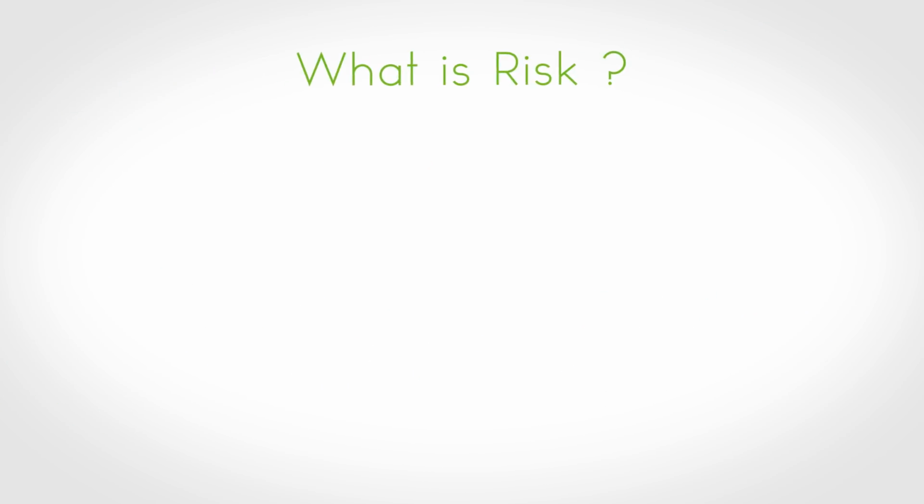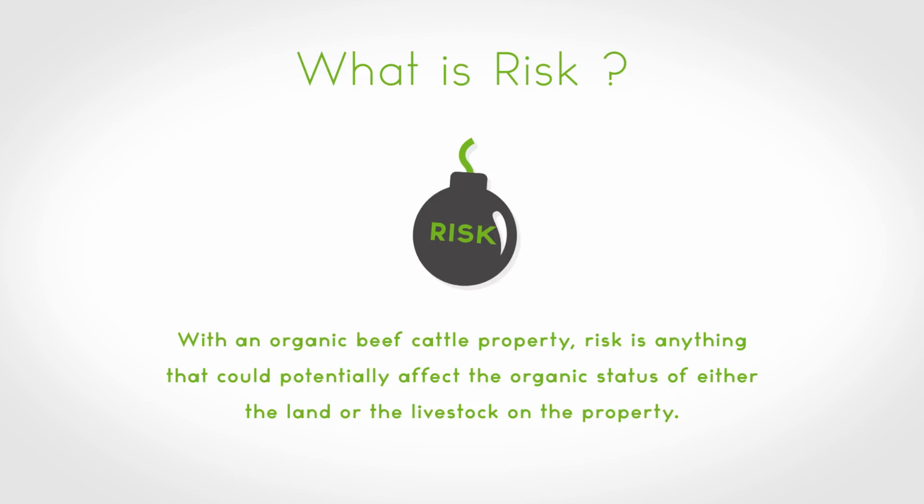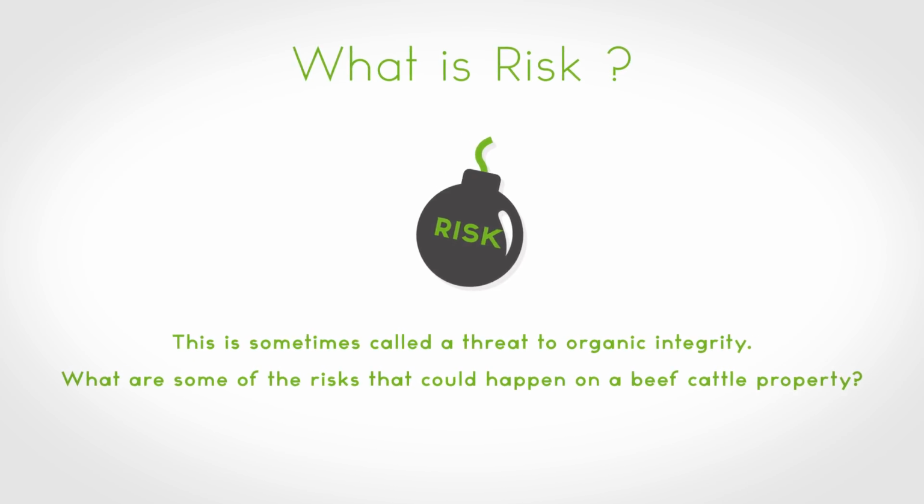Today, we'll look at what is risk. With an organic beef cattle property, risk is anything that could potentially affect the organic status of either the land or the livestock on the property. This is sometimes called a threat to organic integrity. What are some of the risks that could happen on a beef cattle property?